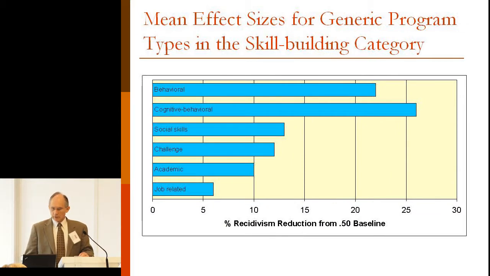Just to take one example, here are the skill building programs, and you can see that the behavioral and cognitive behavioral programs on average have quite positive effects. Social skills, challenge ropes, Outward Bound, things on that order. Academic and job related are smaller, but all have average positive effects. Now, of course, the catch is that there's great variability around those averages, just like I showed you in the previous histogram. So again, just like with a name brand program, we have to think about implementing with fidelity. For these generic programs, we need some other kind of information about how you implement them well or how you get up into the top end of the distributions.